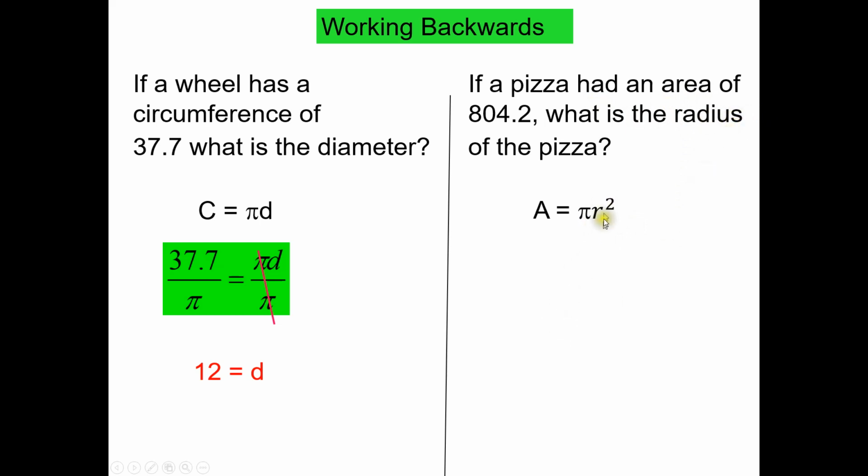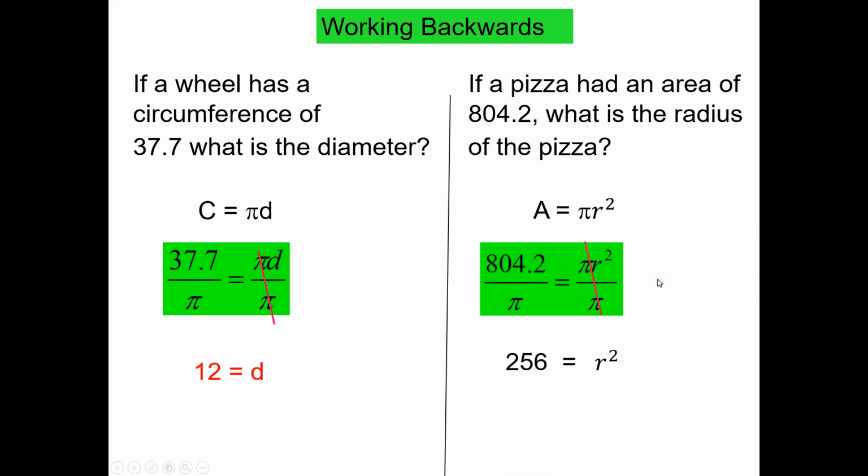So we want the r. We plug in the 804.2 for the area, and then we divide away the pi. After we divide this, r squared is equal to 256. Remember you do the square root of both sides. The square root of 256 is 16. I know that 16 times 16 is 256. So r is 16. If it asked for a diameter, you'd say it's 32.